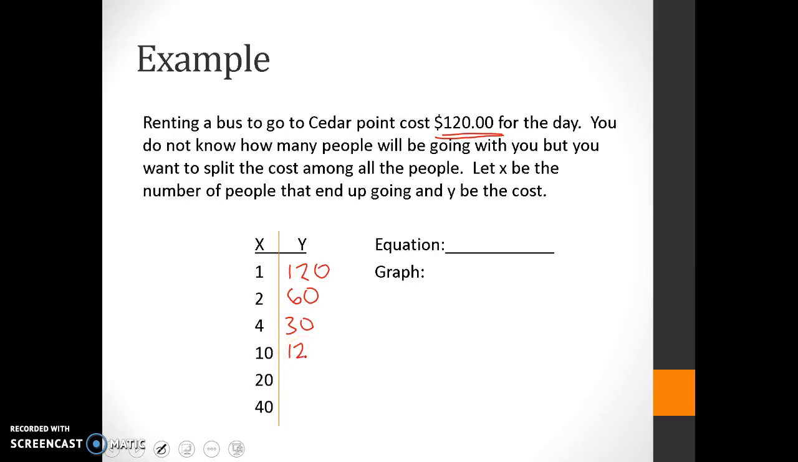20 people, we would take 120 divided by 20, that's $6 per person. If we can get 40 people to go, though, then 120 divided by 40 is $3 per person. That sounds a little bit more reasonable. What we're going through here is an inverse variation. An inverse variation is simply an equation that looks something like this. We're going to have 120 divided by x. And so a direct variation, we know, was y equals k times x. Well, an inverse variation is y equals some k value divided by x.